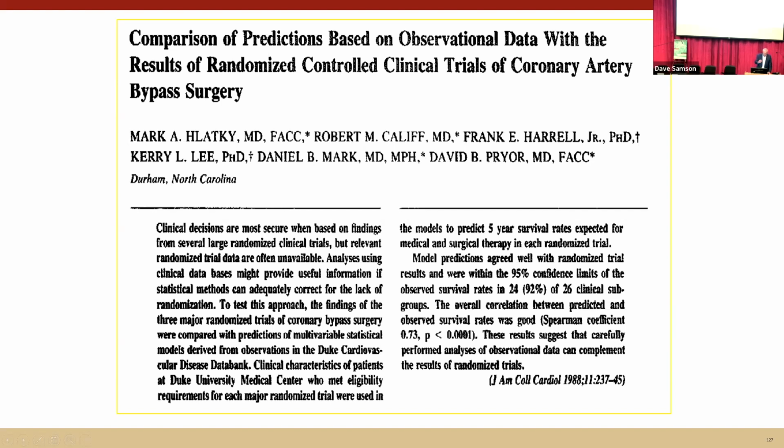And you'll see that there's a lot of famous people in this paper who are still working in the field today. Mark Lackey, who's at Stanford, Rob Califf, who's at the FDA, Frank Harrell, who's at Vanderbilt, Kerry Lee, recently retired, Dan Mark, David Pryor. These are people who really helped to conceptualize a lot of what we're talking about today.